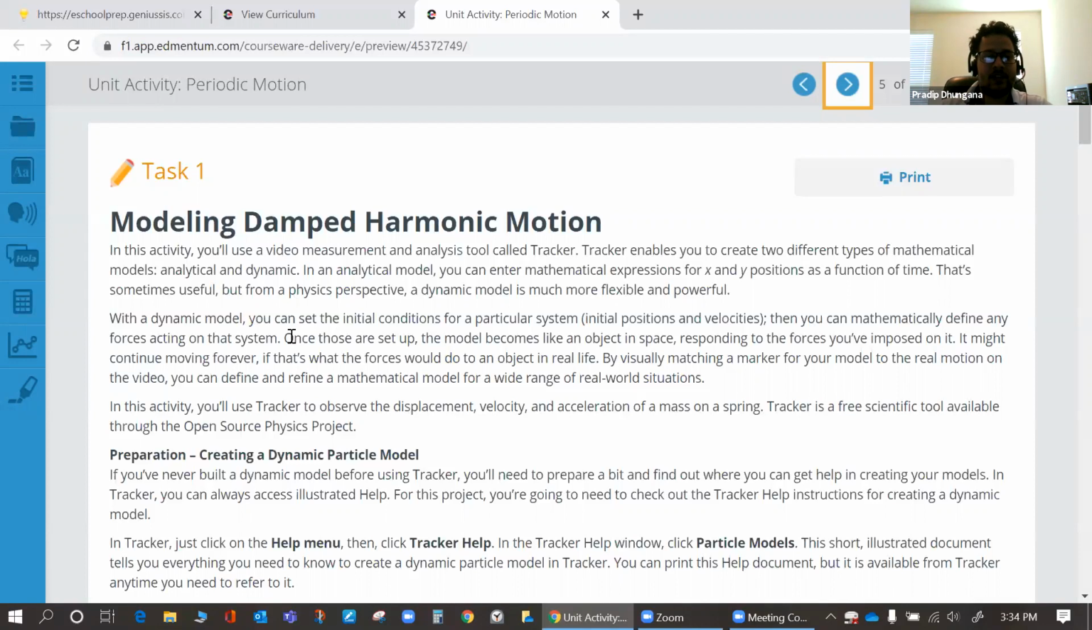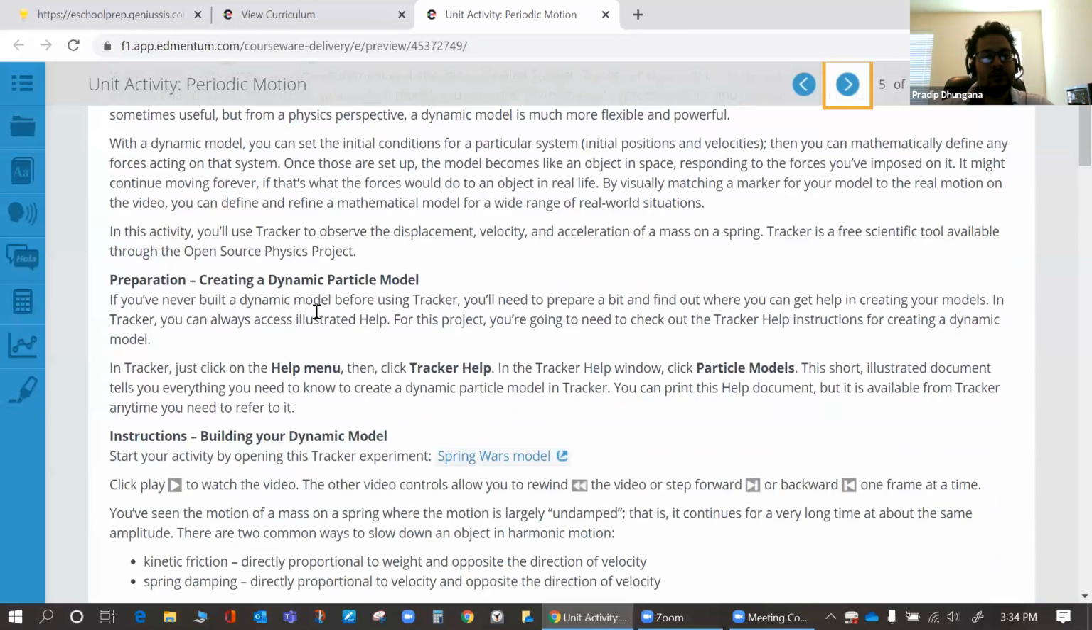In general there are two types of model. One is an analytical model and the other is a dynamic model. Today we'll create our own dynamic model. All the instructions are provided here, but we'll go through it slowly.